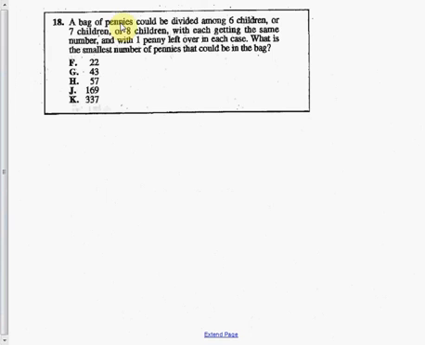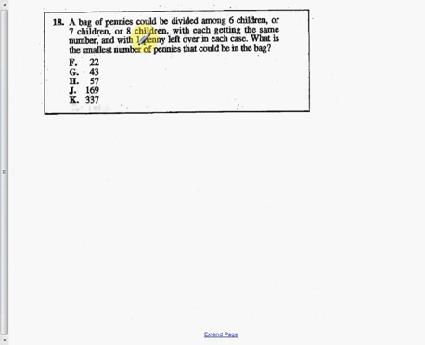A bag of pennies could be divided among 6 children, or 7 children, or 8 children, with each getting the same number and with 1 penny left over in each case. What is the smallest number of pennies that could be in the bag? Now this is also one of those tricky problems that you scratch your head on. There's a trick to it.